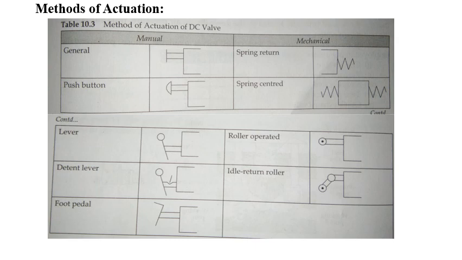If on both sides of the square you have a spring, then it is spring centered, and lever operated will look like this, and detented lever means in between you have one more position, where it can lock, right? Next we have the foot pedal indicates. Next roller operated and idler roller. In the roller operated, the cylinder while moving in both directions will actuate the valve, but with the idler roller only one direction will actuate, in the other direction the idler roller will not allow the valve to actuate, right?